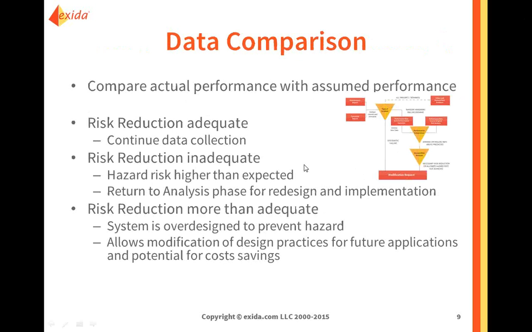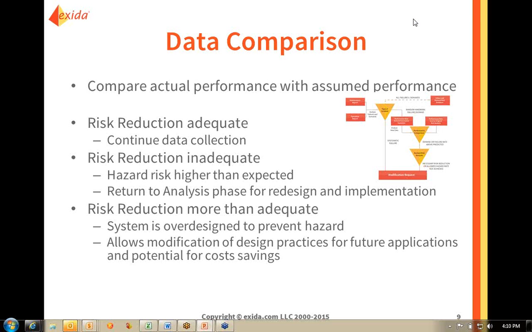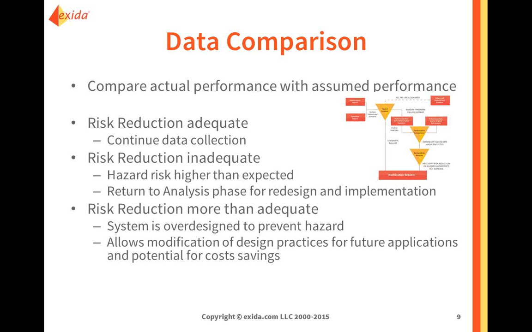So when we look at the standard, one of the things that we need to do is compare actual performance with assumed performance. Why is that important? Well, we assume a certain level of risk reduction achieved, and we may not necessarily have that level of risk reduction achieved if the frequency of demands is too high, or our rates of failure are much higher than we expect.